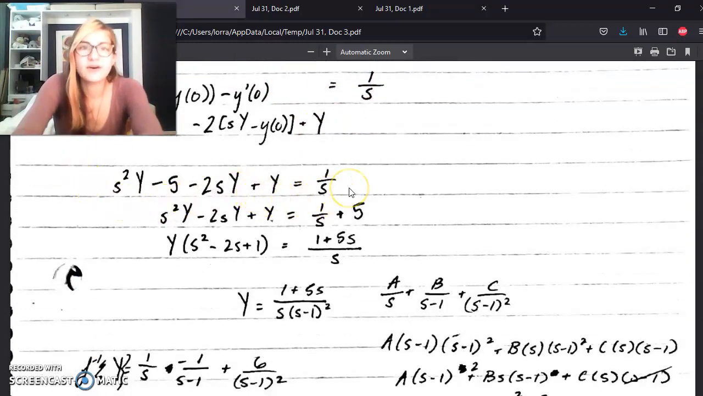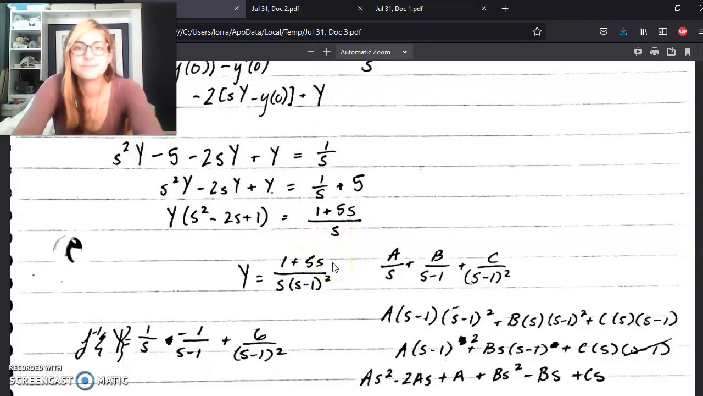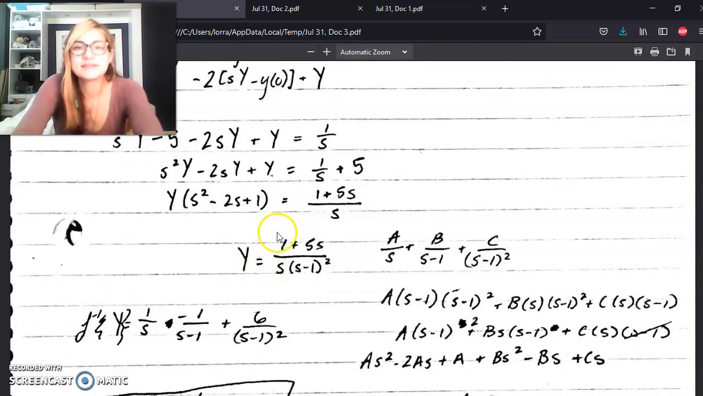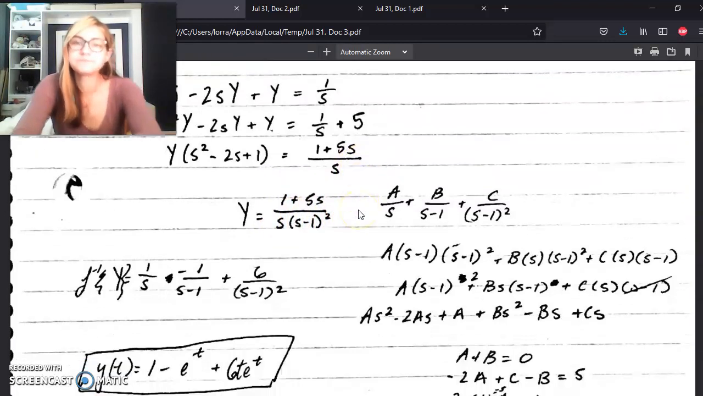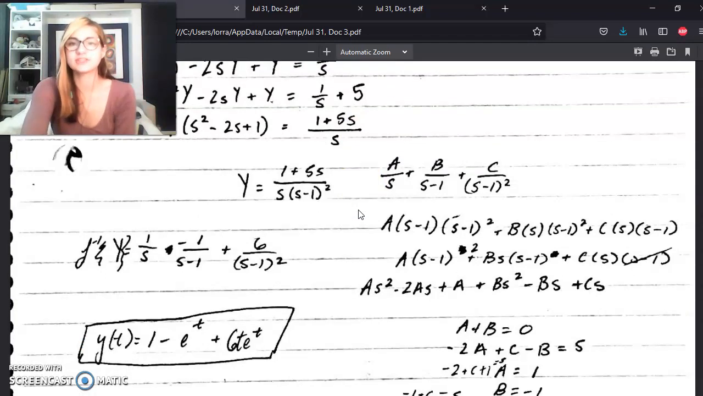So basically all you have to do here is to simplify and isolate the capital Y. So then Y times s squared minus 2s plus 1 is equal to 1 plus 5s over s. So Y is equal to 1 plus 5s over s times (s minus 1) squared. And then in order to solve this, you use partial fraction decomposition.